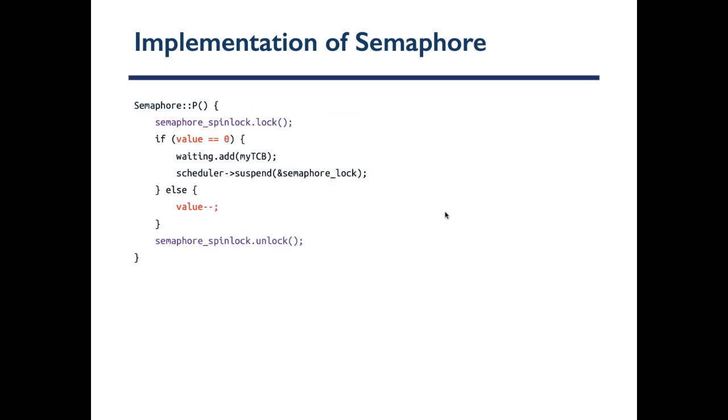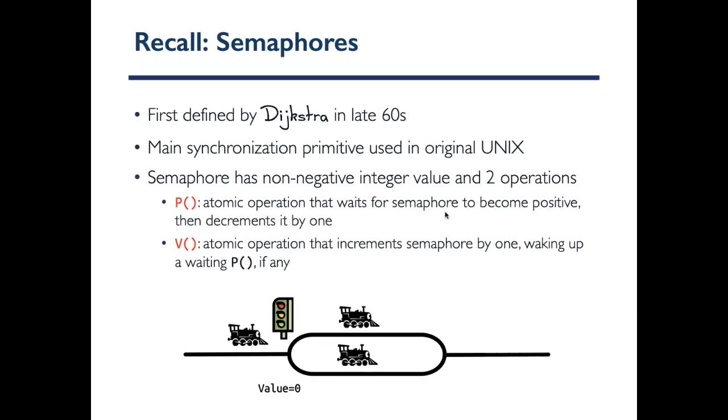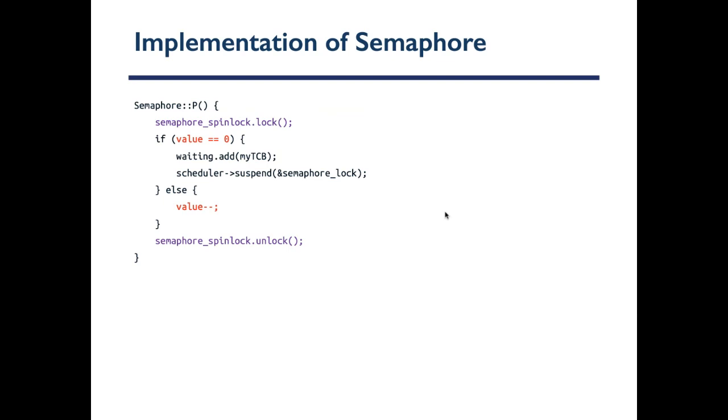But just as a recall, semaphores have two functions, right? P and V. Both of them are atomic. P waits for the value of the semaphore to become positive, and then it decrements it. And V basically just increments the semaphore's value, and it wakes up whoever previously has called P. So it wakes up one of them. Okay, now let's implement it.